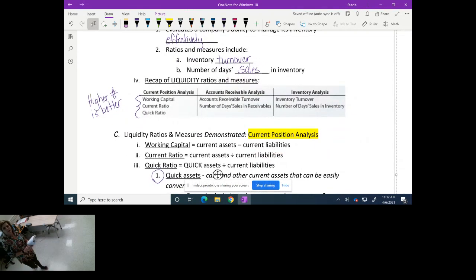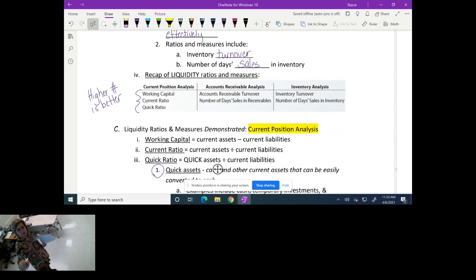So here's a recap. These are all liquidity measures. You've got some that measure current position, some that look at accounts receivable and the analysis of that, and then some that do inventory analysis. These are all liquidity, but if you're asked a question about where one falls, you can go back and look and say, oh, this is a liquidity ratio that falls under current position analysis. There will not be a test without notes.